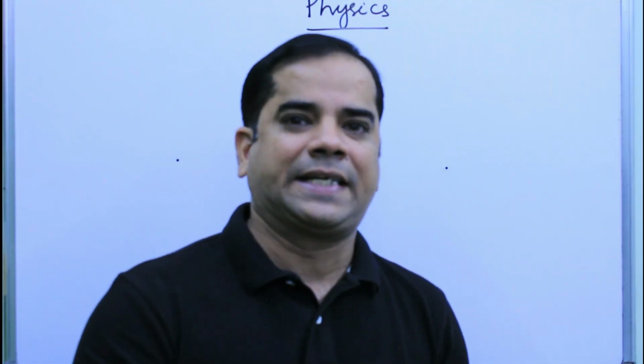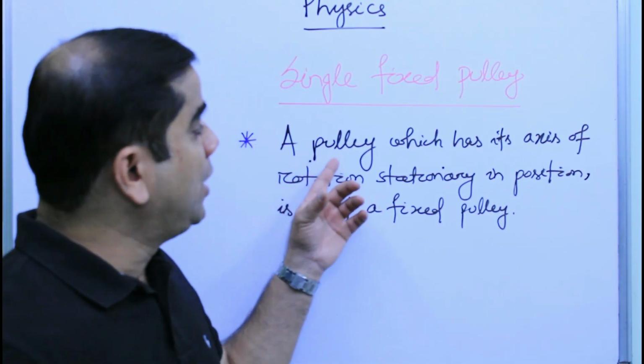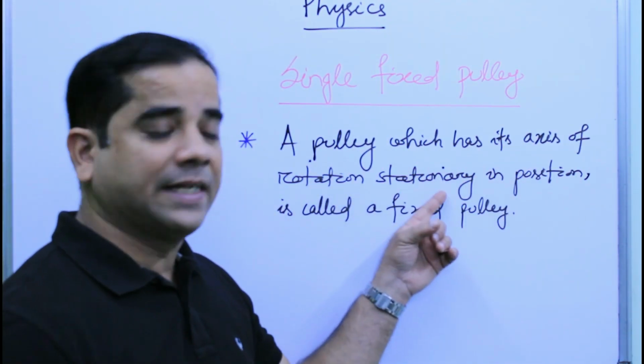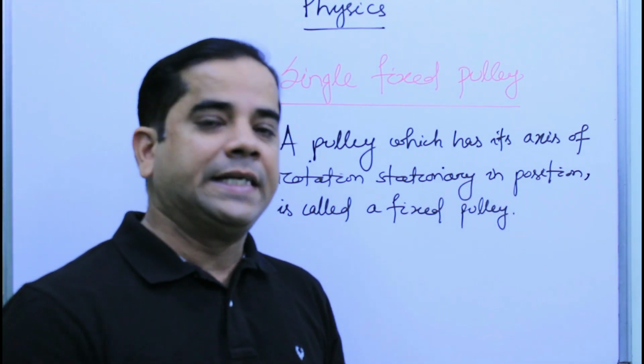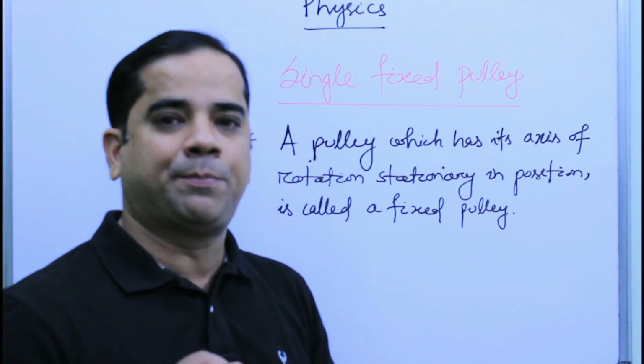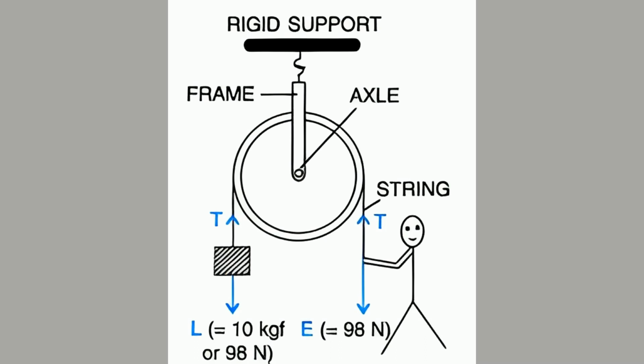So let us now discuss single fixed pulley. A pulley which has its axis of rotation stationary in position is called a fixed pulley. Let us discuss the single fixed pulley with a diagram. As you can see in the diagram, the axle of the pulley is fixed to a rigid support, and an inextensible strong string of negligible mass passes around the grooved rim of the pulley.